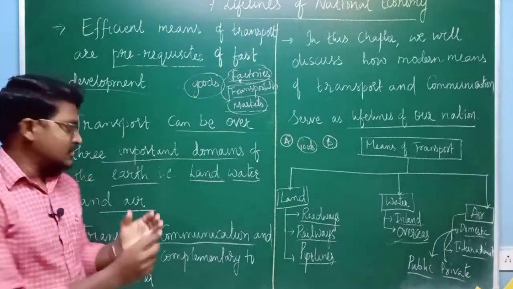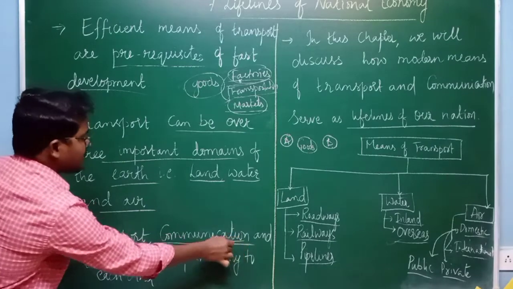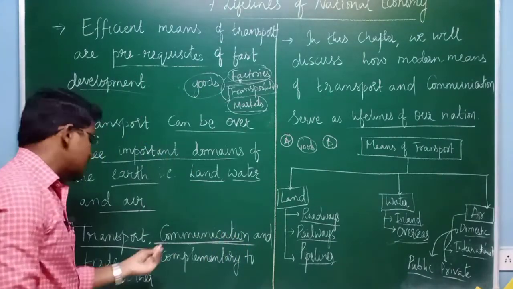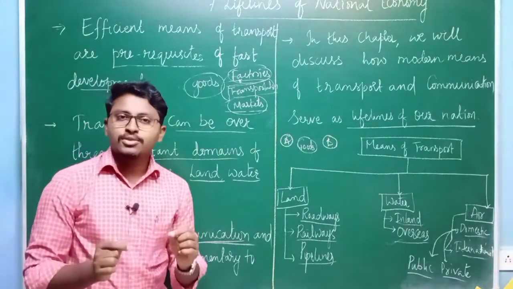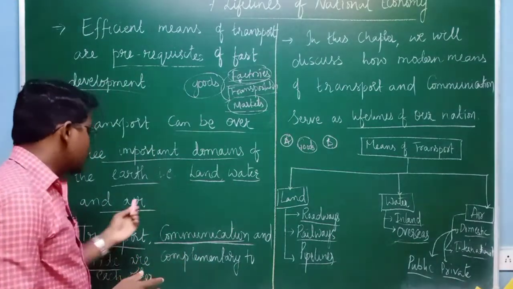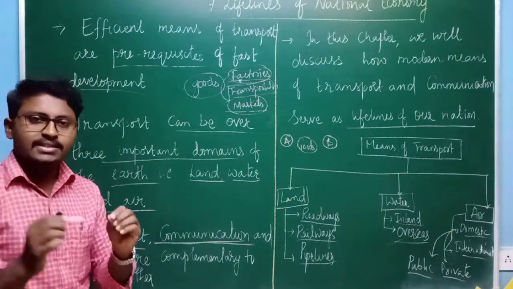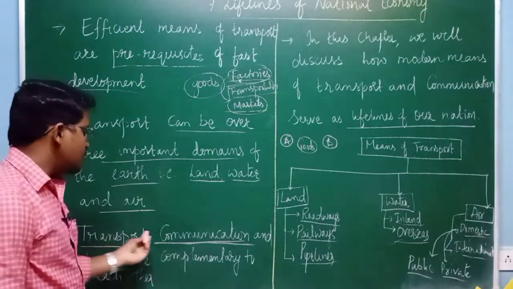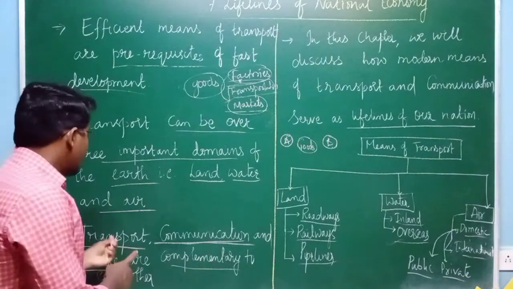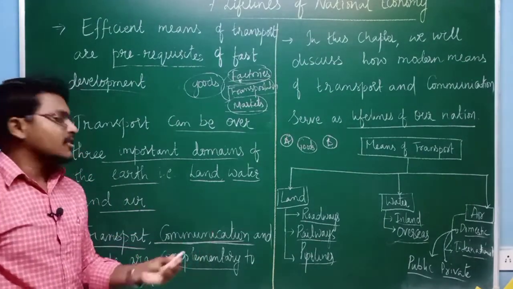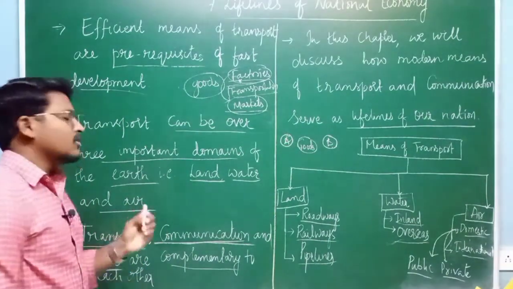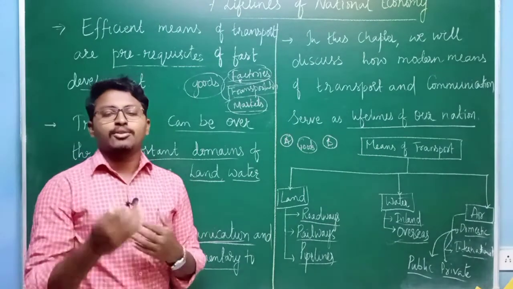Basically transport and communication play a very important role in trading. If you want to do business or trading, two important requisites are transport as well as communication. That is the reason they say that transportation, communication and trade are complementary to each other. That means if one is not there, the other cannot work properly. If communication is not there, transport cannot take place properly and trade cannot happen. They are all interdependent upon each other.